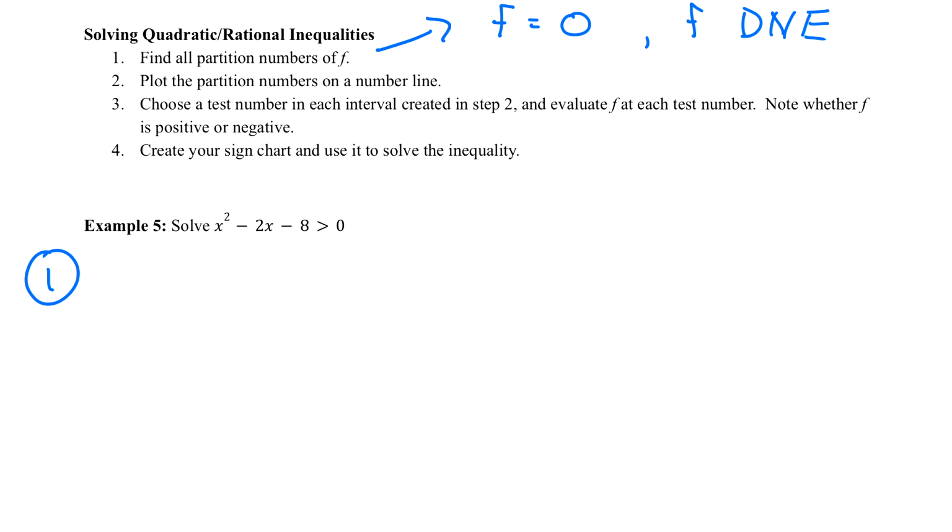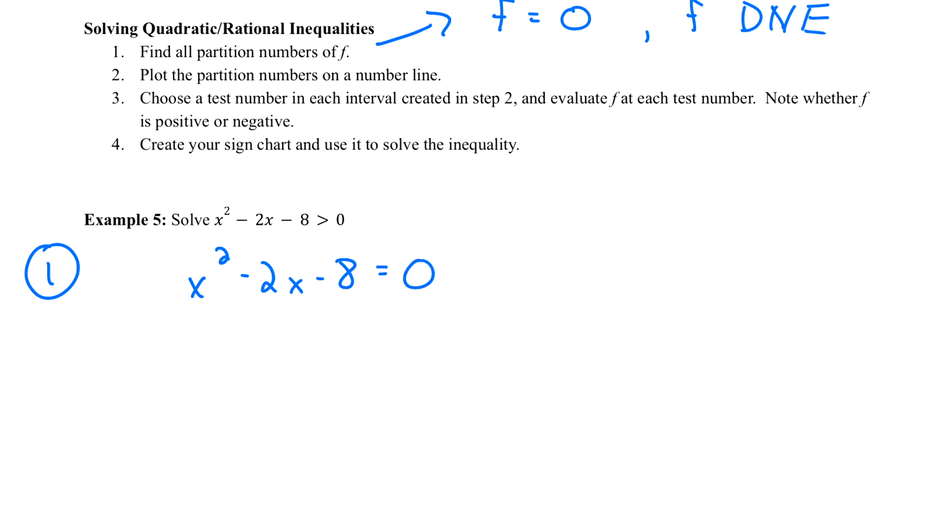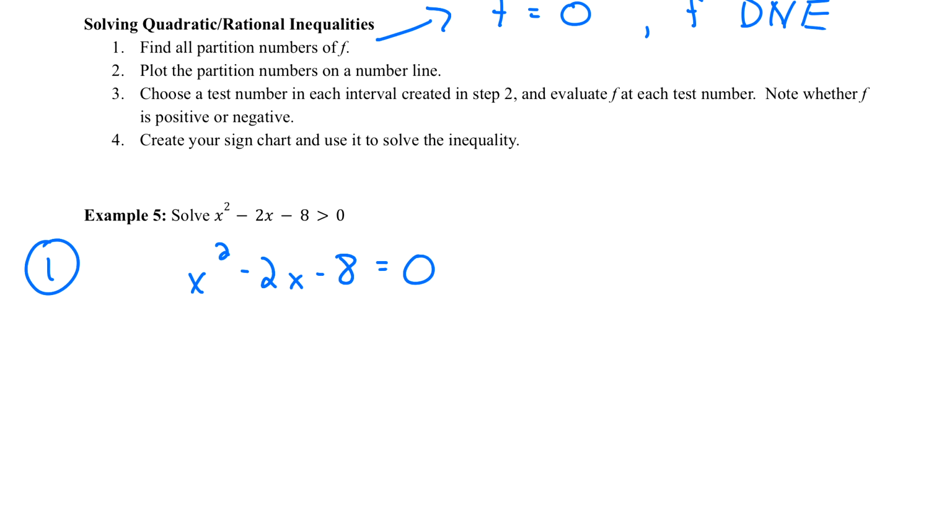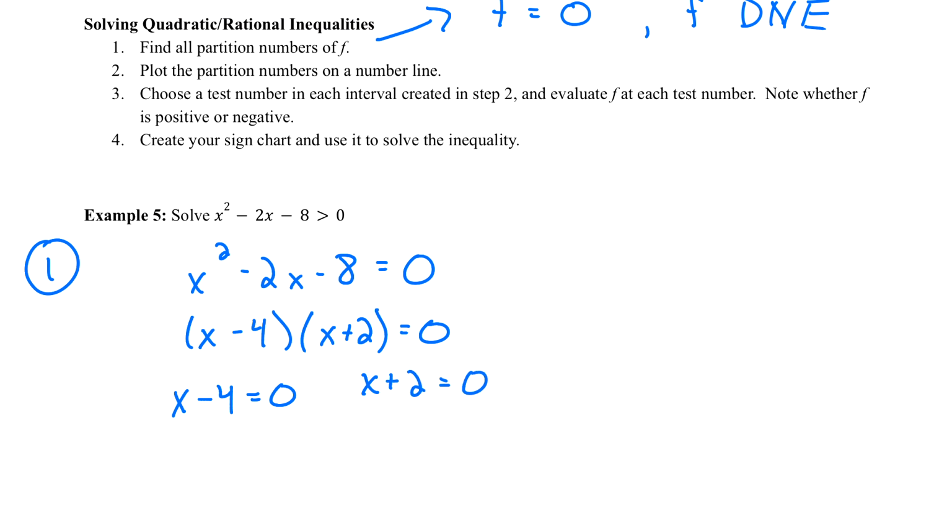So I'm going to take this function, x squared minus 2x minus 8, and set it equal to 0, and solve this equation. This factors really nicely. I can factor this to be x minus 4 times x plus 2 equals 0. I'm going to take each factor and set it equal to 0. So we have x minus 4 equals 0 and x plus 2 equals 0. Solving these gives me x equals 4 and x equals negative 2. These are my two partition numbers. These aren't my answers, but they're going to help me get to my answer. So that's the first part, just finding your partition numbers.